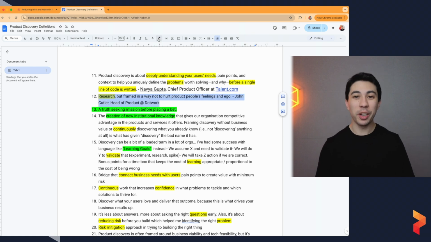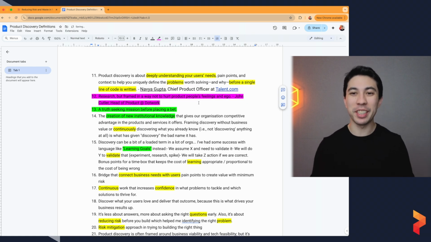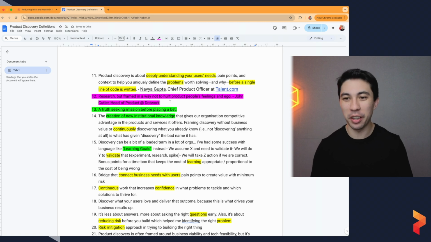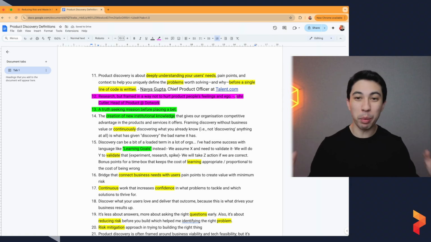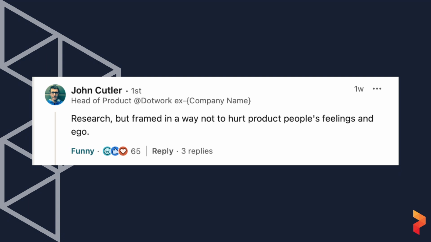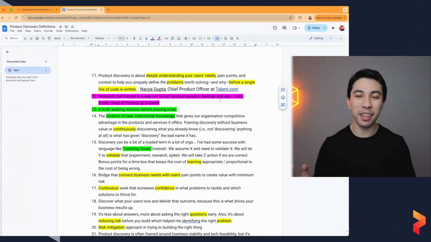And then the last one that's definitely worth an honorable mention here is from John Cutler, none other than John Cutler, who defined product discovery as research, but framed in a way not to hurt product people's feelings and ego. Definitely a hilarious way to frame product discovery. I agree with the sentiment. I know where John's coming from. Research is the foundation of product discovery. It really is just research.